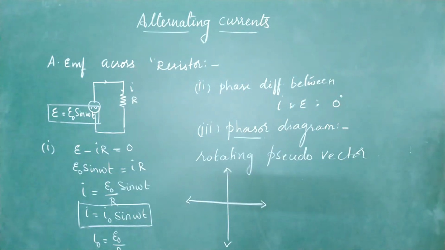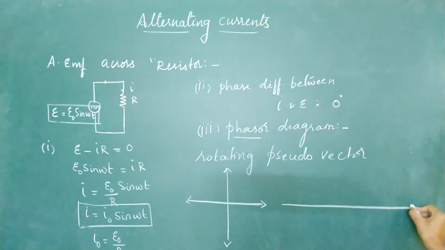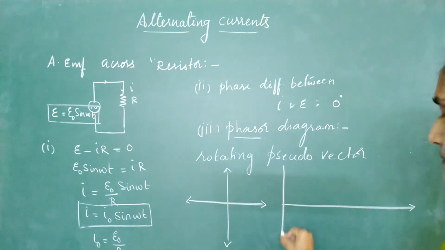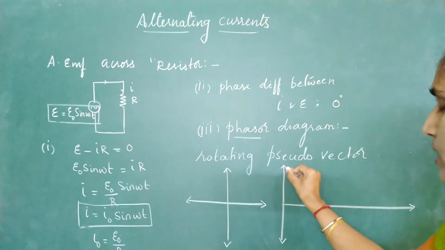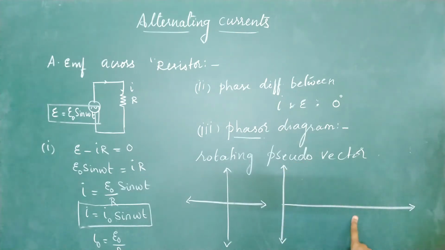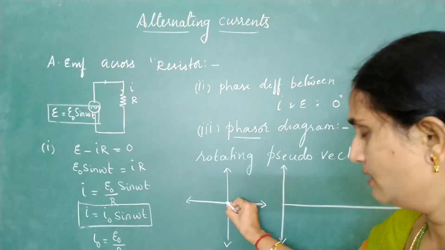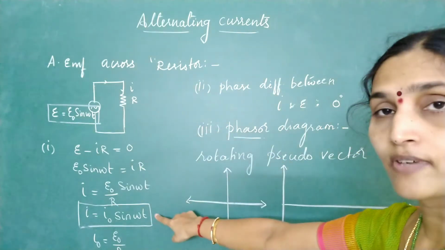This is a coordinate axis. Just beside this, I am going to represent one more diagram. By rotating the vectors, we'll plot the values in the second graph. Both of them should be one beside the other. So in this graph, I will represent EMF and current.